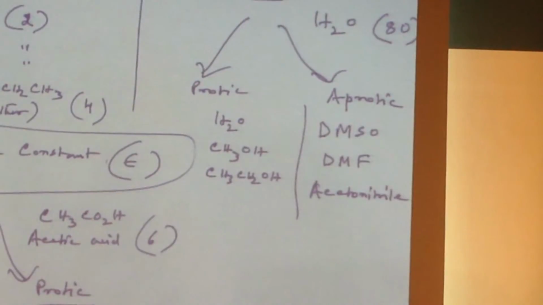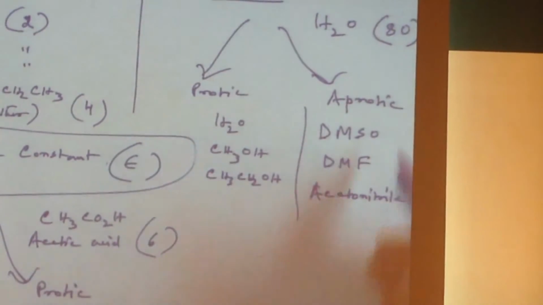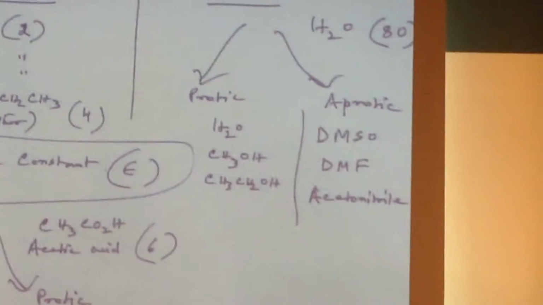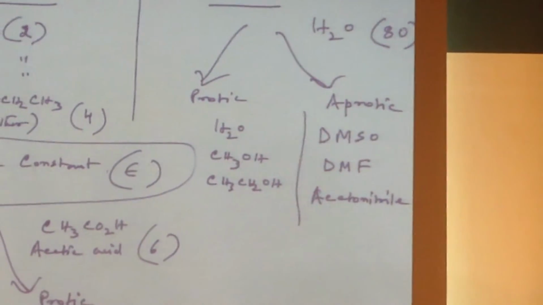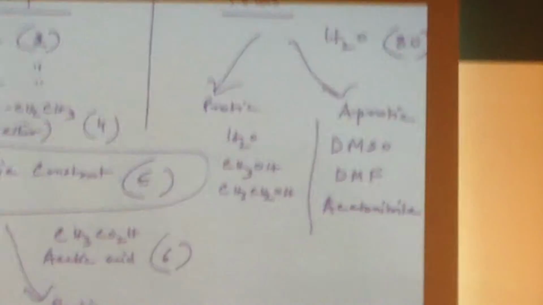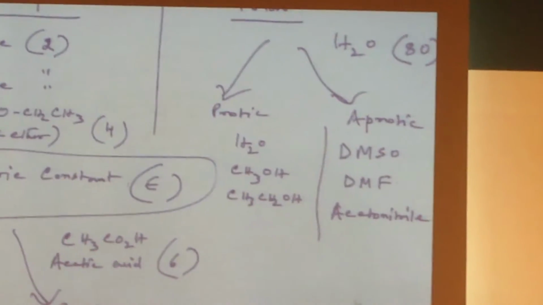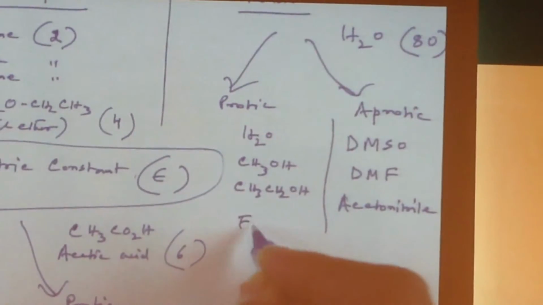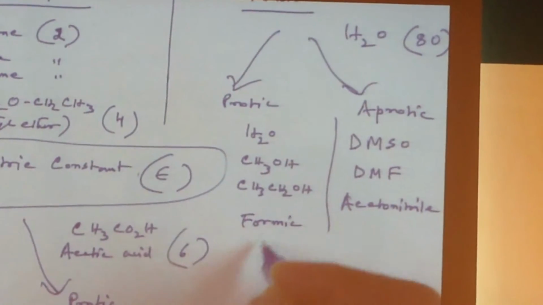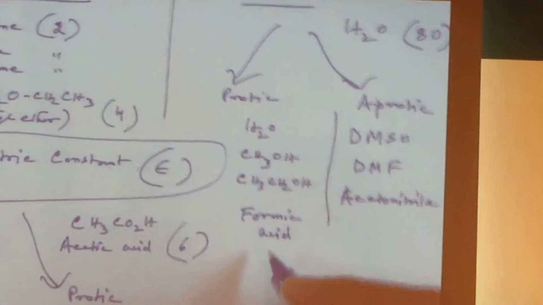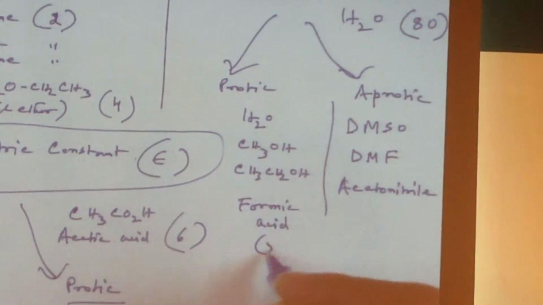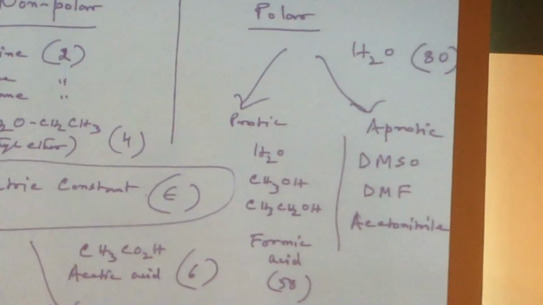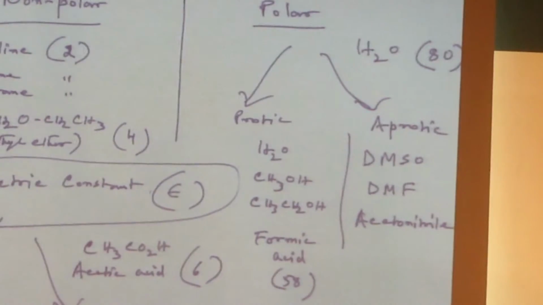These are the examples of that. And again, these all have a very large dielectric constant. Okay, water is the highest, but formic acid is the second one. Formic acid is a polar protic solvent, but it has a very high dielectric constant, like 58. So broadly, these distinctions are important to understand.